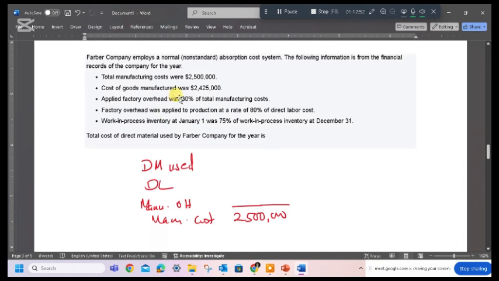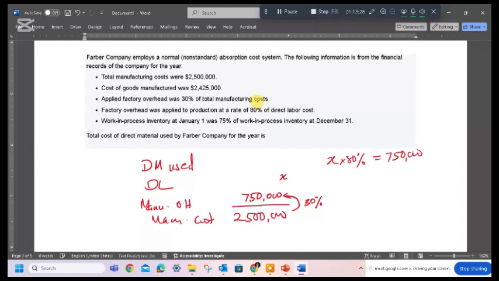Applied factory overhead was 30% of total manufacturing cost. So this is going to be 30% of this. 2.5 million into 30% is 750,000. Then factory overhead was applied to production at a rate of 80% of labor. So if labor is X, times 80% must be the manufacturing overhead, which is given as 750,000.